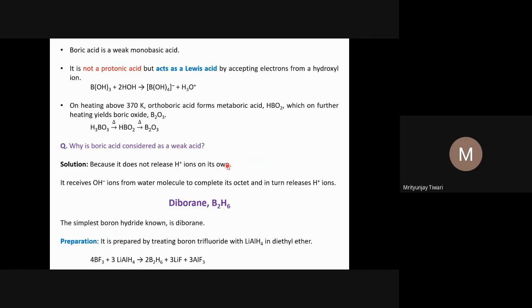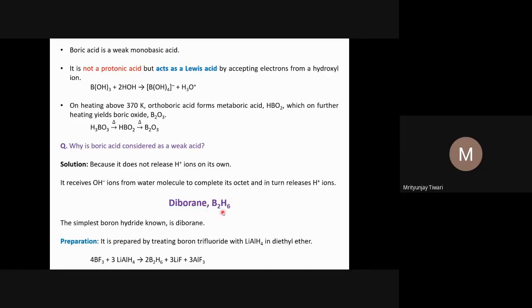Its ionization constant, the ionic product of water, is very low, so very few water molecules will be hydrolyzed because of the boric acid, and that's why very few excess H plus ions will be there in the aqueous solution, and thus boric acid behaves as a weak acid. So boric acid receives OH minus ions from water molecules to complete its octet, and in turn releases H plus ions. This H plus ion belongs to the water molecule.